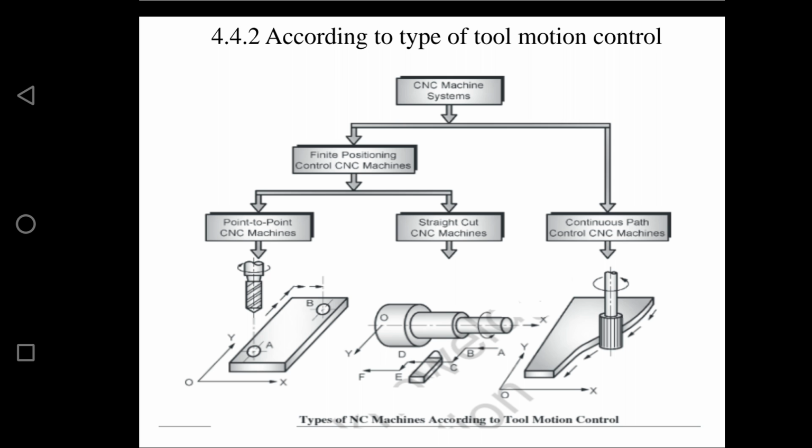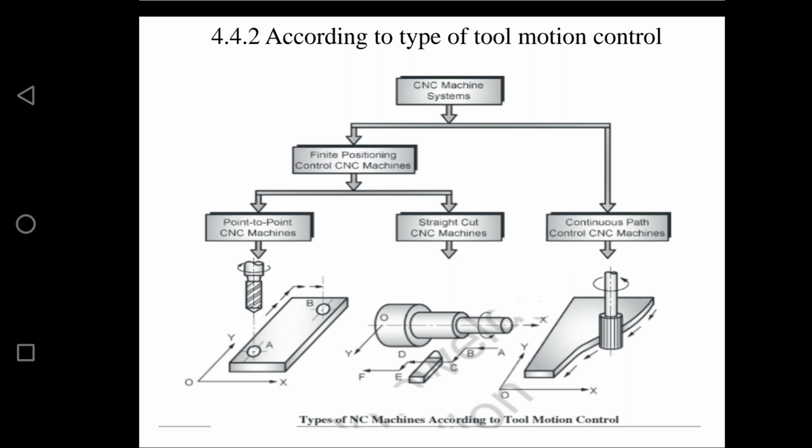Next comes the continuous path control CNC machine, that is the second part. The name itself indicates that the continuous path control system is used for continuous, simultaneous, and coordinated motion of the cutting tool and workpiece along different contoured profiles and curved surfaces. If we have curved or contoured surfaces, we use continuous path control system NC machine control units. It is also called contoured path control systems.